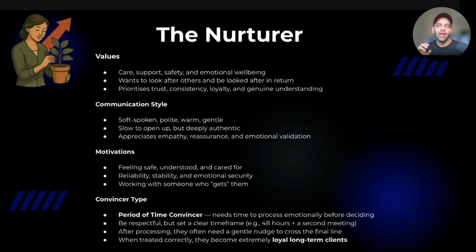A nurturer is a very warm personality type, and the type of relationship that you're trying to have with them is going to be more consultative. Okay, you don't want them to feel like you're just a salesperson that's just trying to take their money and run. You want to make them feel very, very comfortable prior to actually being able to pitch to them, or prior to even starting any sort of partnership with them.